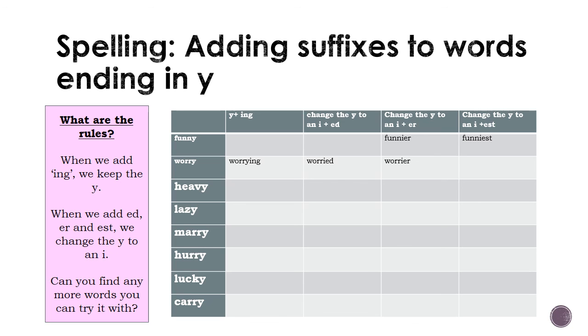I'd like you to have a go at doing this for the other example words. We've got heavy, lazy, marry, hurry, lucky, and carry. Try and add the suffixes to each of those words, but only put words into the grid if they are real words. I wonder if you can find any more words that you can try and do this with that perhaps have a similar rule. Good luck.